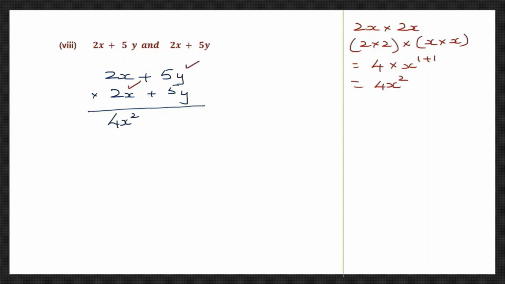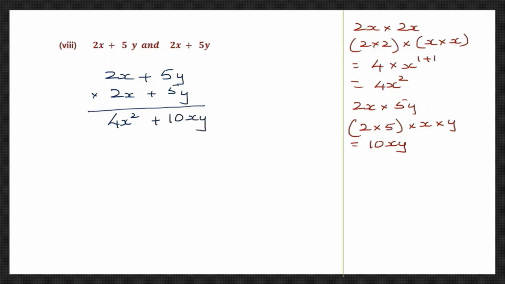Now 2x into plus 5y. So 2x into 5y. Let's take the numbers 2 into 5 into x into y. 2 5s are 10xy. So we have plus 10xy. So let's write that down, plus 10xy. Now let's multiply plus 5y into 2x. So let's do that. 5y into 2x. So that becomes the numbers 5 2s, and then here we write y into x.